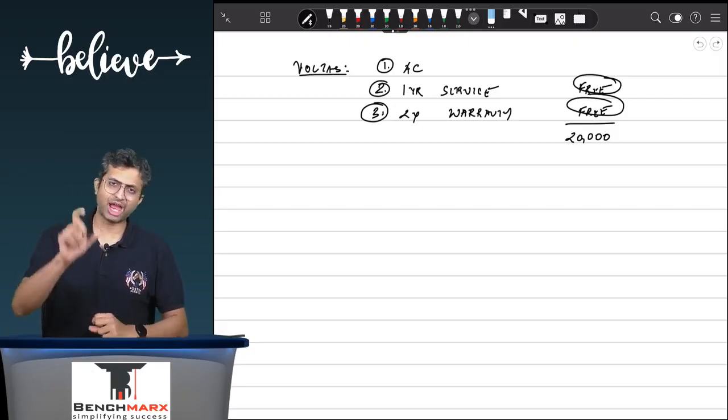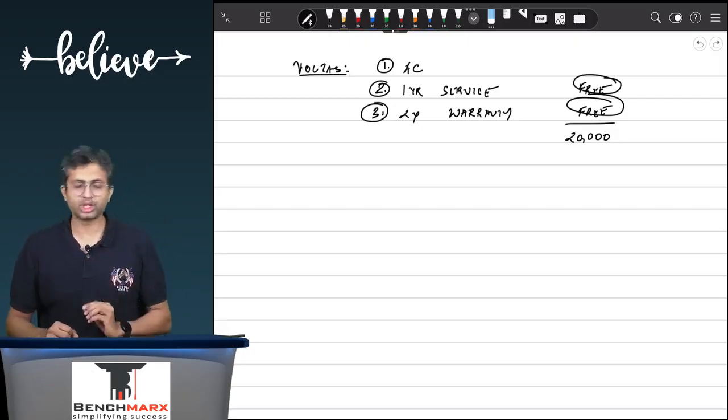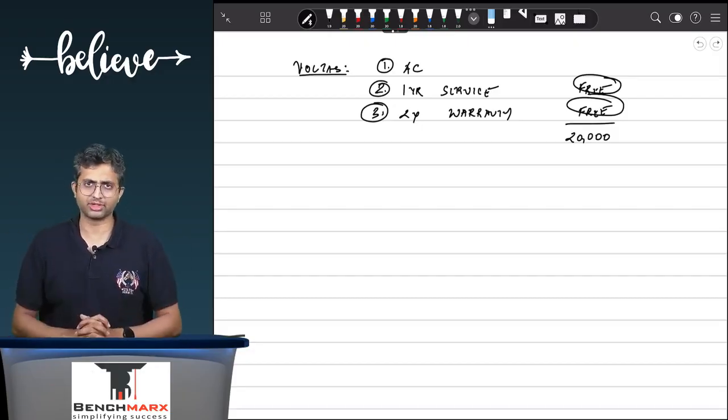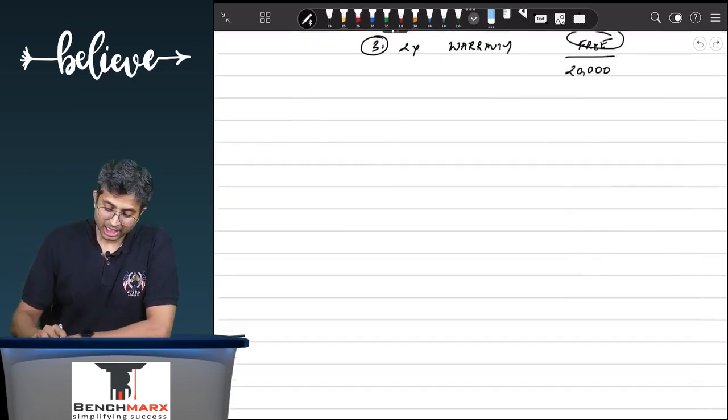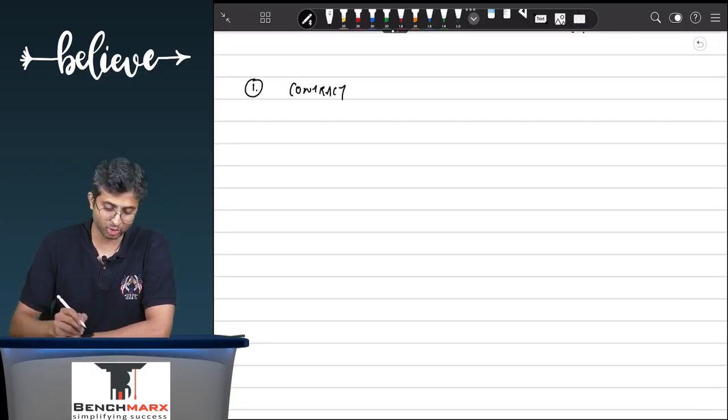And hence we will have to figure out how much consideration is allocable to service, how much is allocable to warranty, and how much is allocable to the product, and accordingly recognize the revenue. For this, Ind AS 115 has a 5-step revenue recognition framework. In the first step, it says you identify the accounting contract, the features of an accounting contract.